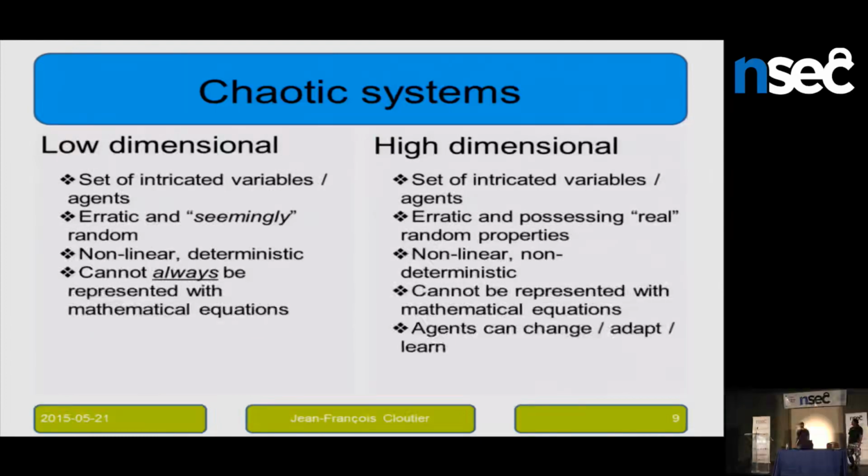So a low-dimensional chaotic system is a set of intricate variables or agents in relation. It's erratic and seemingly random, seemingly because it's nonlinear, but it's still deterministic. But you cannot always express them using mathematical equations because even maths have some limitations when studying some phenomena. A high-dimensional chaotic system is still a set of intricate variables or agents. It's erratic, but it also possesses real random properties. It's nonlinear and non-deterministic, and because of the non-deterministic factor, it cannot be represented at all by mathematical equations, which makes sense. And all that is because agents in the system can adapt, learn, change, or act in a way that is totally random.